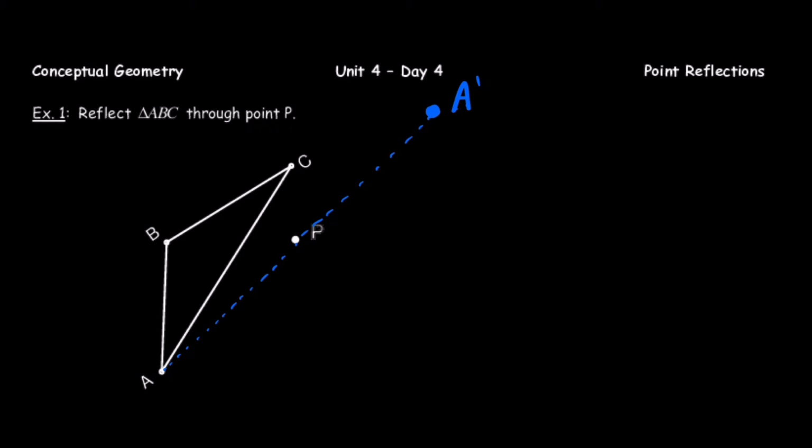Point B, we'll do the same thing. And draw a dashed line through point P, go the same distance to the other side, kind of estimate it. And finally, point C, same distance to the other side, and there's C prime. And the next thing we would do is we'd connect those vertices.